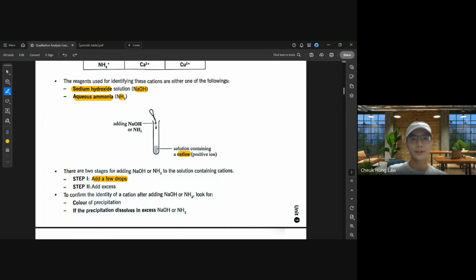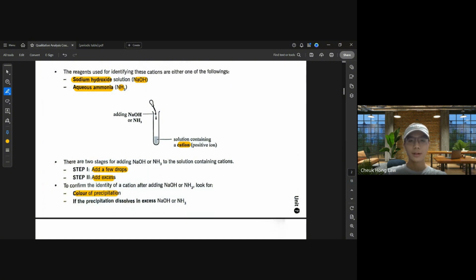There are 2 observations that you have to see. First is when you add a few drops of sodium hydroxide or aqueous ammonia, you identify the color of the precipitate formed. If a precipitate forms, you need to identify that color. That is your first observation. White, green, blue, those are the colors to look out for. Then step 2 is to add excess, that means you add more than a few drops. The purpose of adding excess is to see the solubility of the precipitate, whether it dissolves in excess sodium hydroxide or in excess aqueous ammonia.